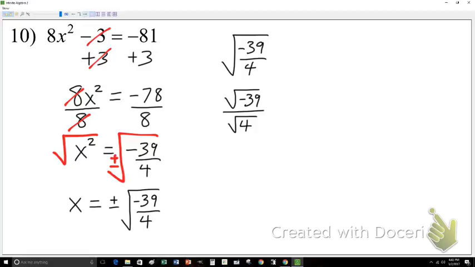Now, sometimes, if you can't simplify the radical that's in the denominator there, you would have to do something called rationalize the result. But we don't have to do that this time. The square root of 4 is just 2, so the denominator is going to become 2. And the square root of negative 39, well, we can't factor out a perfect square out of 39, so that's just going to be the square root of 39, and then we have i. The i represents the square root of negative 1.